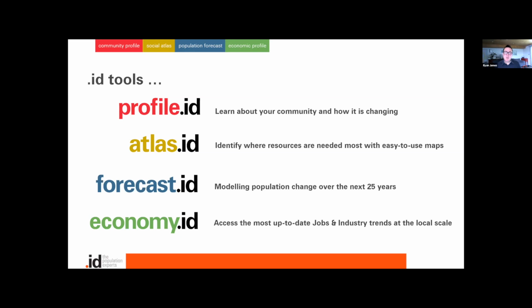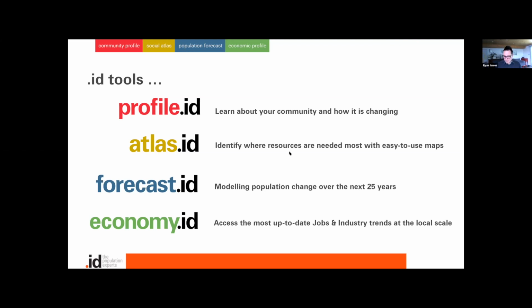Forecast ID is a bit more technical, and that gives a 25-year forecast of what the population will look like. Obviously, with COVID, our modelling team in that space have had to do a lot of work to look at what is impacting this modelling. And then lastly, Economy ID, and I work in this last team. We all use all of the tools, but this is the team that I'm from. This looks at jobs and industry locally. And interestingly, there's not many sources where you can look at local jobs on an annual basis.